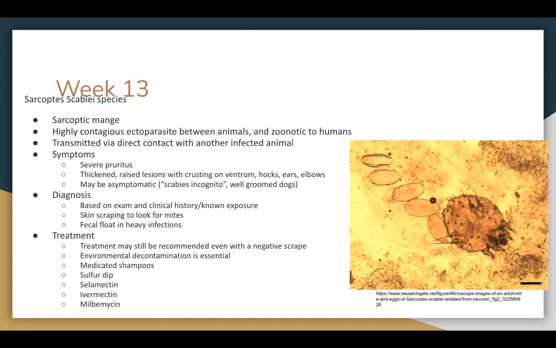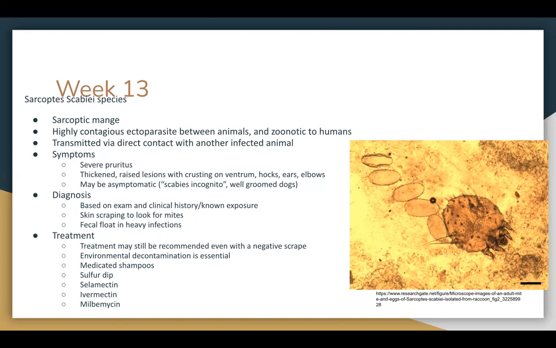Okay, and then week 13, Sarcoptes, also known as sarcoptic mange. It is an ectoparasitic mite that is highly contagious between animals and also highly zoonotic to humans. It is transmitted via direct contact with another infected human or animal. Typical symptoms include severe pruritus and also thickened raised lesions with crusting on the ventrum, hocks, the ear area, and also on the elbows.